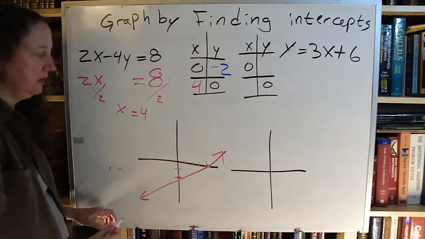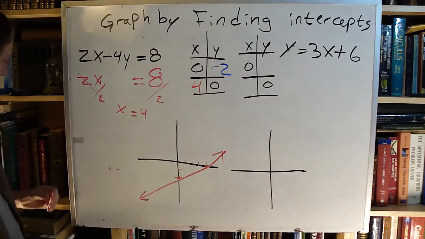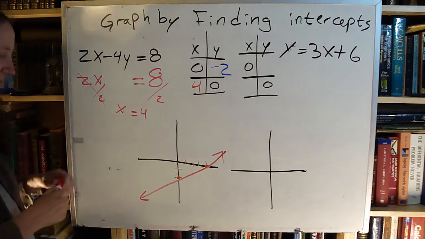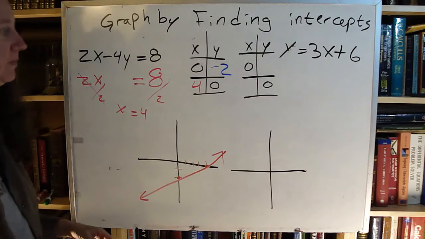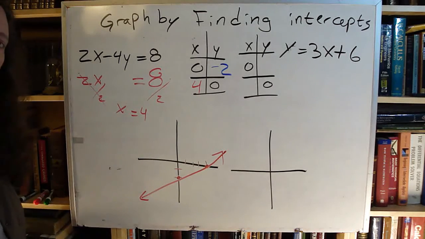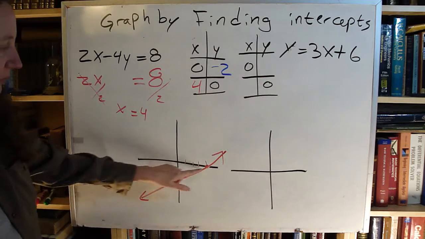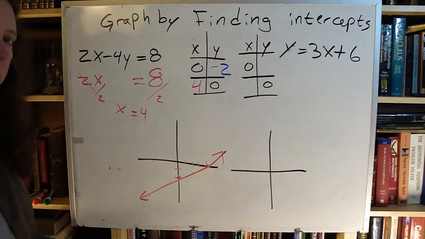Remember, I'm not an artist. I couldn't draw a straight line to save my life. But that's kind of reasonable. This problem is now done. I have my intercepts, and I drew my line.